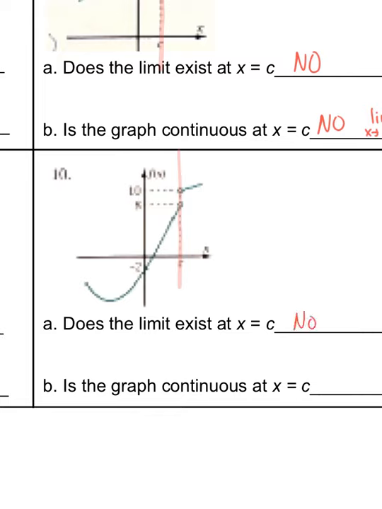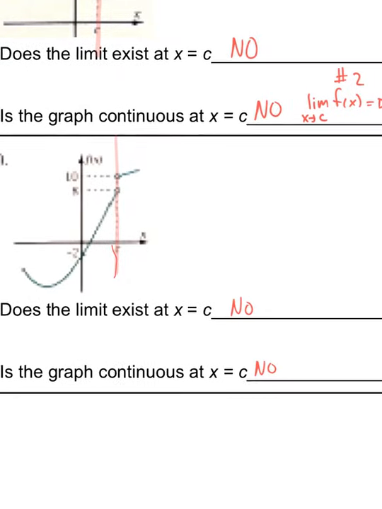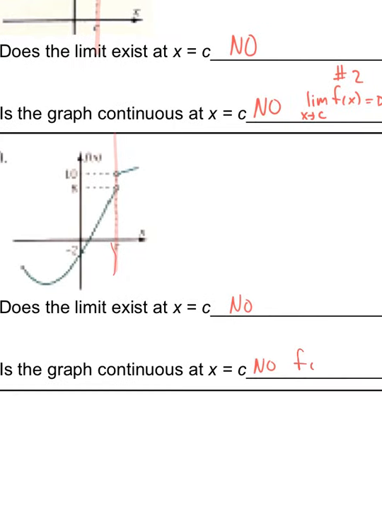All right, is the graph continuous at c? Well, if we go through our steps, there is no y value right here. Those are both holes. So we would say it is not continuous, and we would say f of c, DNE. No y value. And that is step number 1.